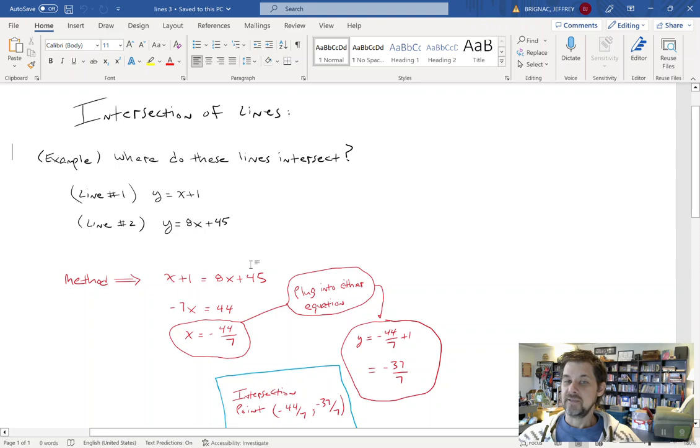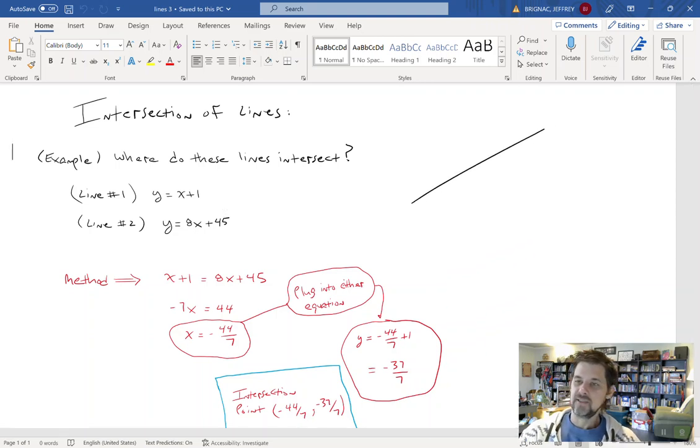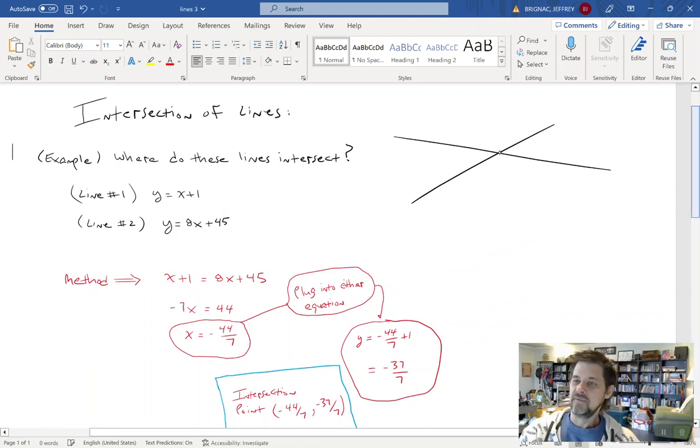This being about the intersection of lines. Sometimes we might have two lines, and we want to know where they intersect with each other. That's probably not a mysterious concept. It might be that two lines cross each other, and I want to know the spot where they intersect. The method for figuring out that point of intersection is fairly straightforward. We just set the two equations equal to each other.